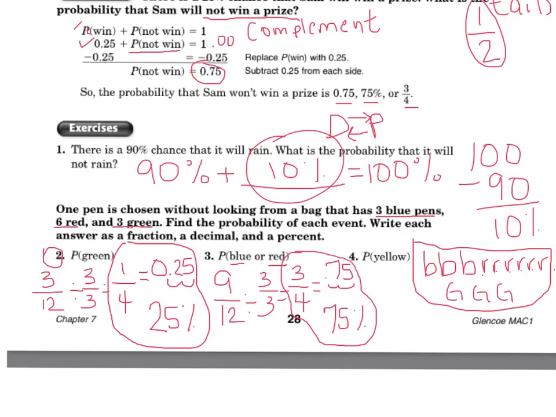What's the probability of getting a yellow? There's no yellow, so that means it's impossible. 0%. And 0 as a fraction is just 0.